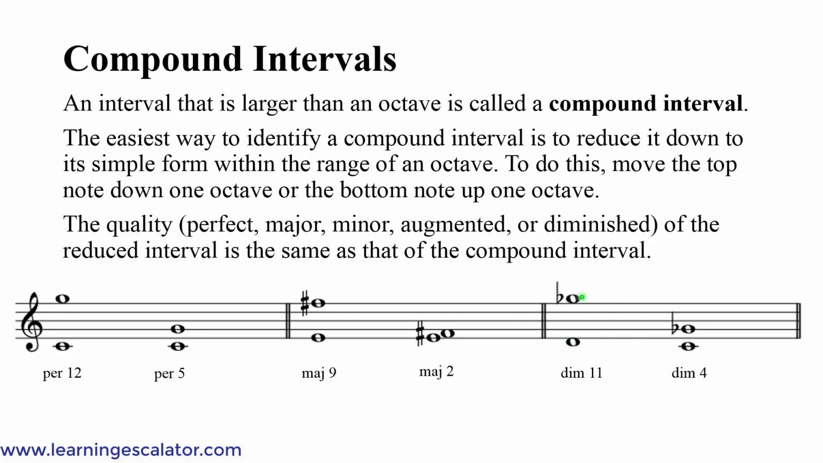Now it's D to G flat. Oh, I think it's supposed to be C to... No, this one should be D, not C. So this is a D to a G flat, and you could move the G flat down to a lower G flat. So D to the low G flat is a diminished fourth, and then you add 7, so it's a diminished 11th over here.